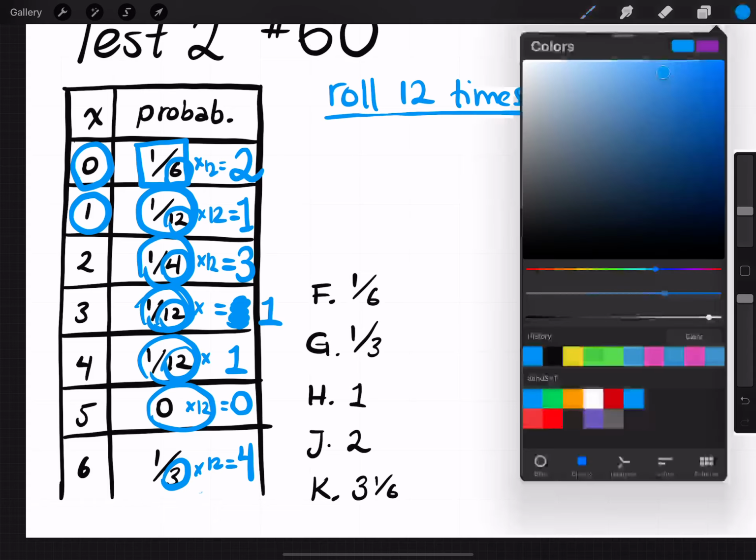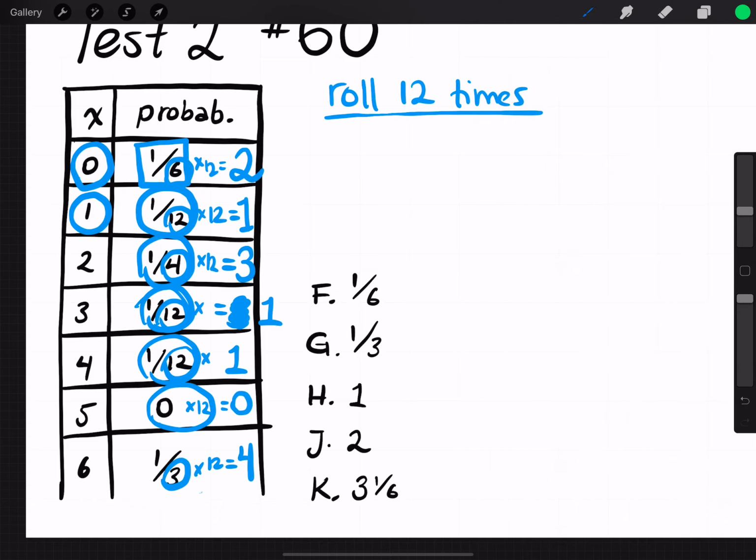Now you've got to figure out how much money you would make if you rolled all this. Every time you roll a 0, you get $0. So 0 times 2 equals $0. But you get $1 every time you roll a 1, and it happens 1 time, so 1 times 1 equals $1. $2 multiplied by 3 gets you $6. Remember, though, this is if you roll 12 times.